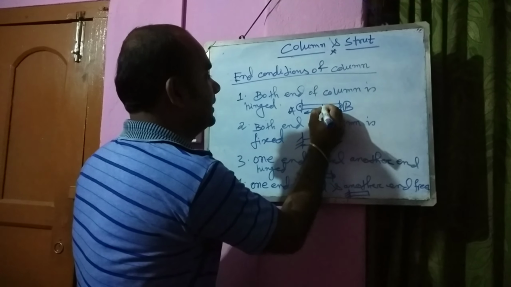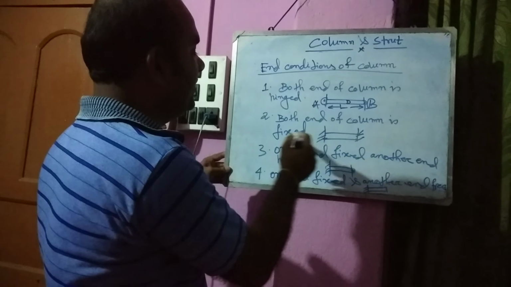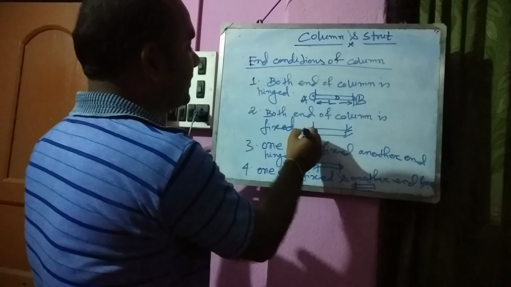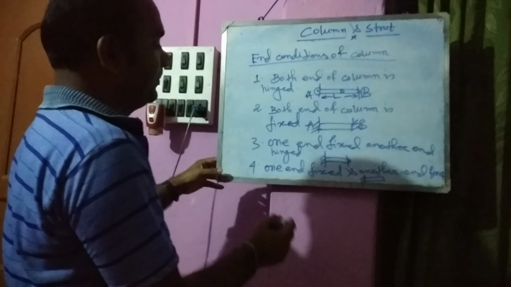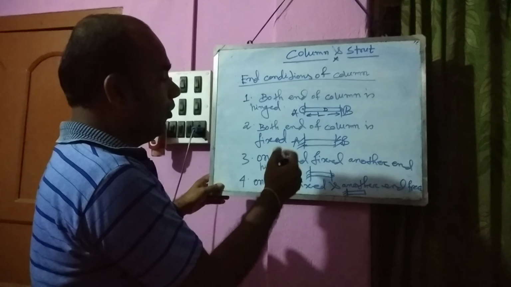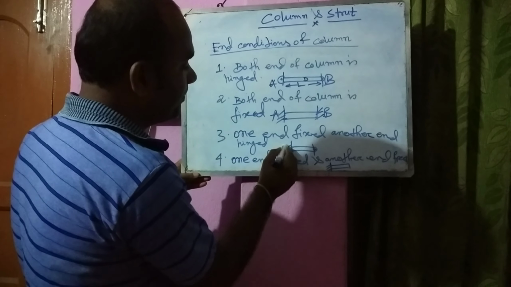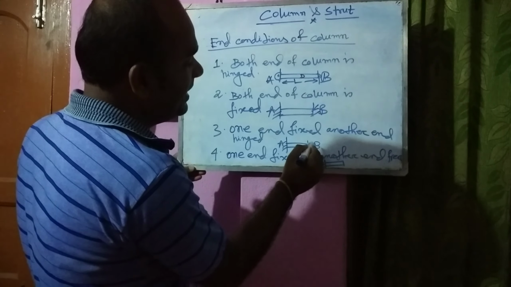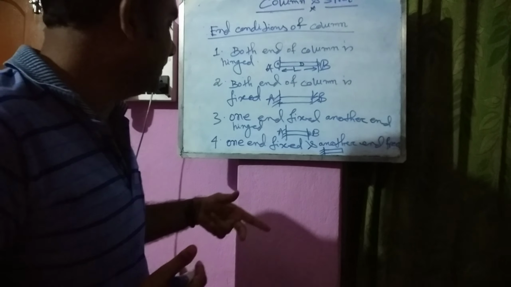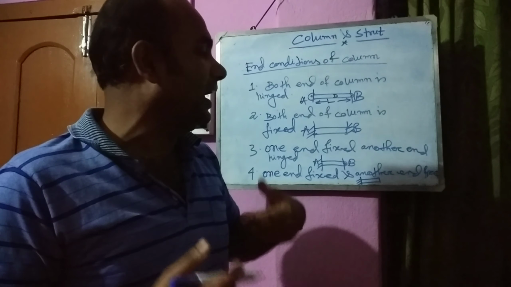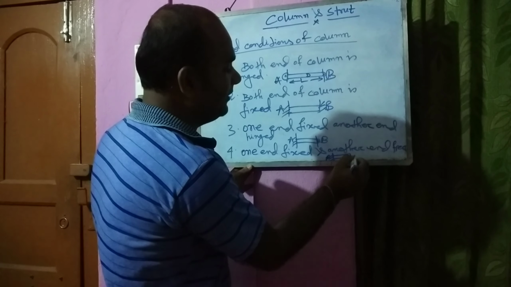Second, both ends of the column are fixed, A and B. Point number 3: one end fixed and the other end hinged. Here A is fixed and B is hinged. And finally, the last condition: one end fixed and the other end free.